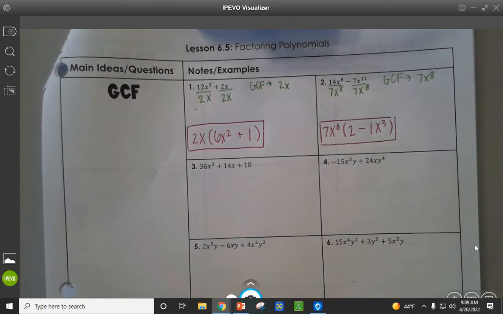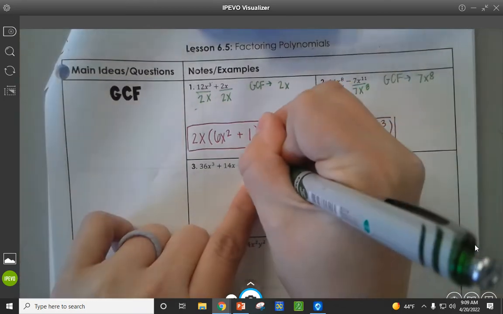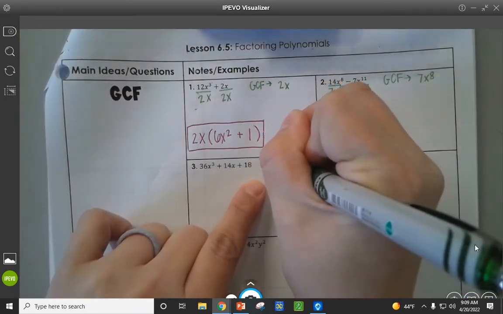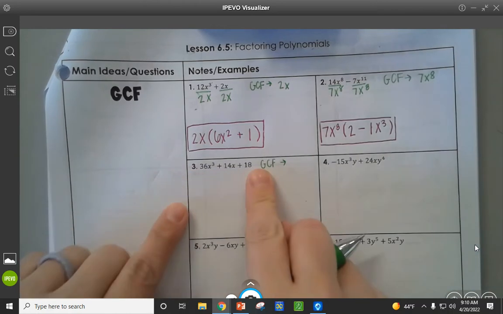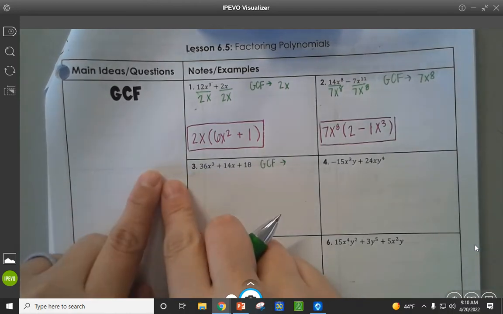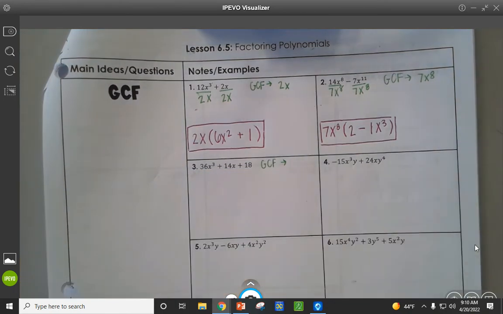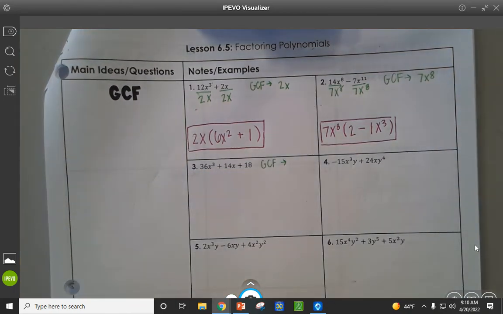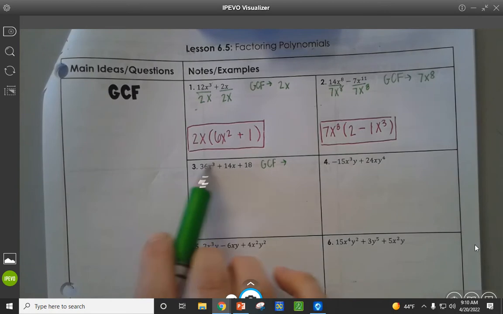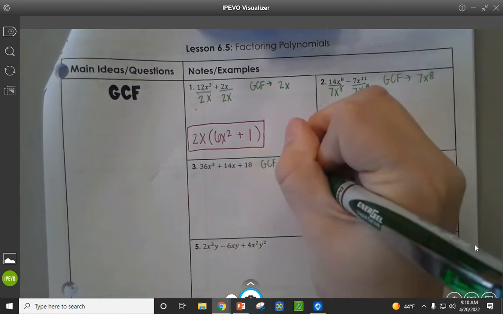Okay. Number 3. This time I have 3 terms, so I have to find something in common with all 3. So what can I divide all 3 of those by? 2. And 2 is the only thing. Now sometimes you could divide by 2 and something bigger. We always go with the bigger option. But on these, the only thing that you can divide all 3 by is 2.